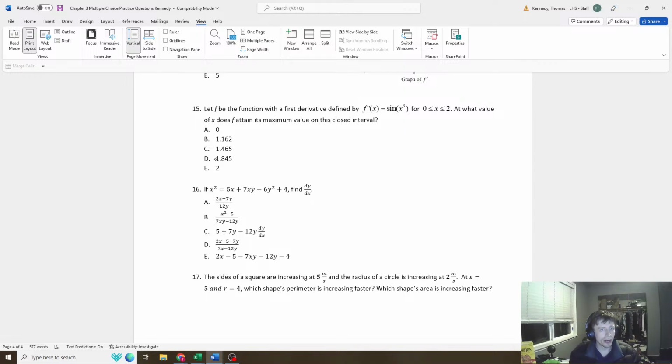All right, so for 15, at what value of x does f attain its maximum value on the closed interval, given the derivative here? Remember how to do this? Oh, yeah. So we set sine of x cubed equal to 0 because we're setting the derivative equal to 0 to find its maximum. Because one of the critical points will be the maximum.